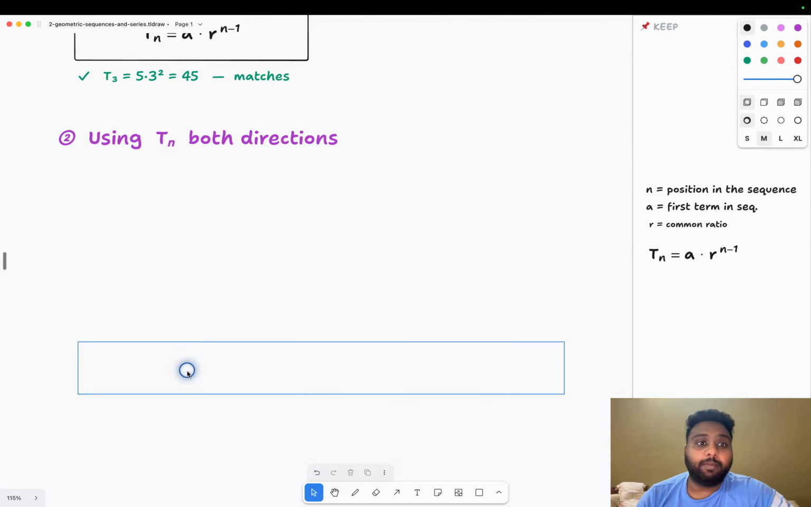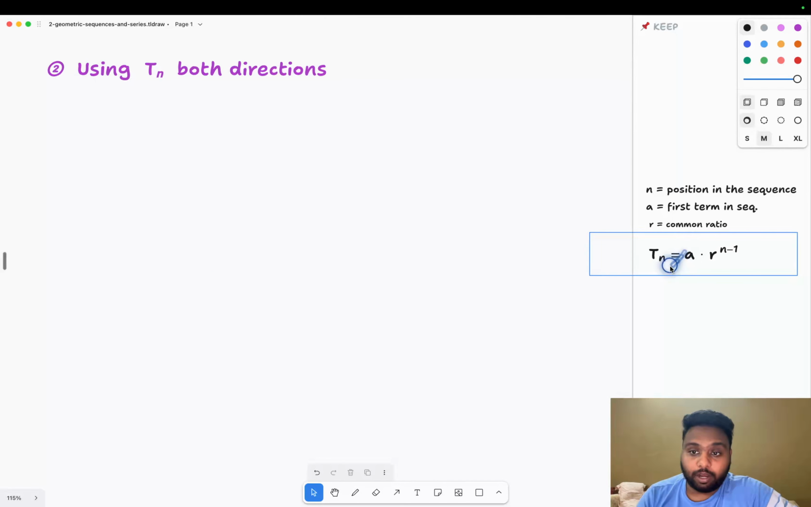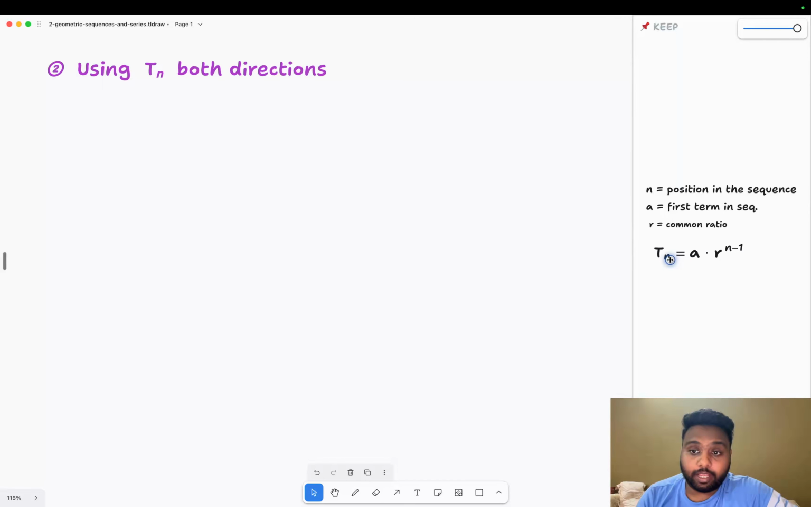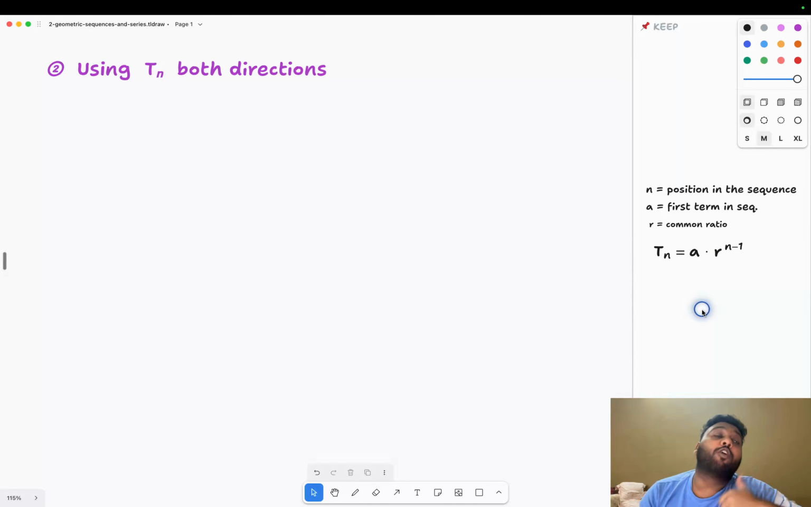So our Tn can be used in both directions. What I mean by that is, if we have our formula for a given term in a sequence, we can use it both ways. If we know the value of a term, we can determine what position that term appears in. So if we have a sequence, let's say 2, 4, 8, 16 and so on, and we want to determine on what position 1024 might appear, or on what position 512 might appear, for any value given to us, we can use this formula.